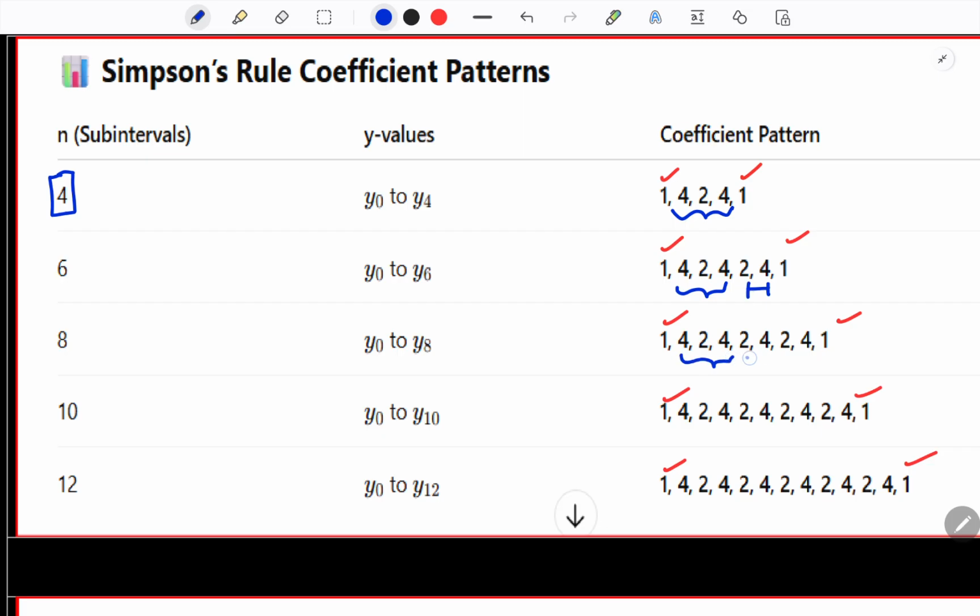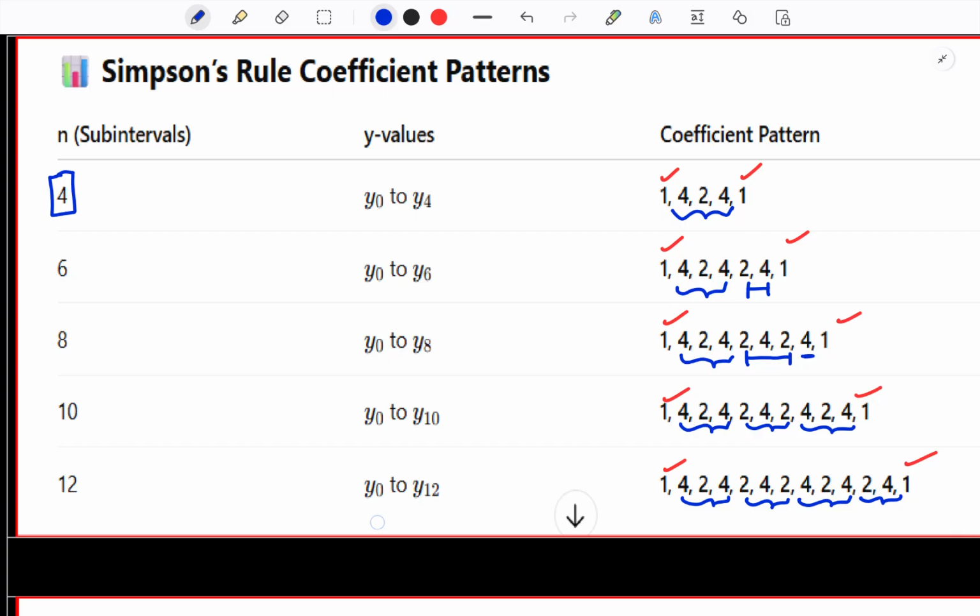Then 4, 2, 4, 2, 4, 2, then 4. The pattern continues alternating like this, and it will keep fluctuating, starting with the number 2.